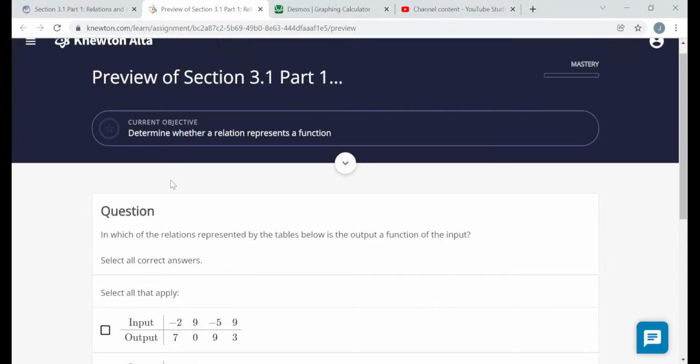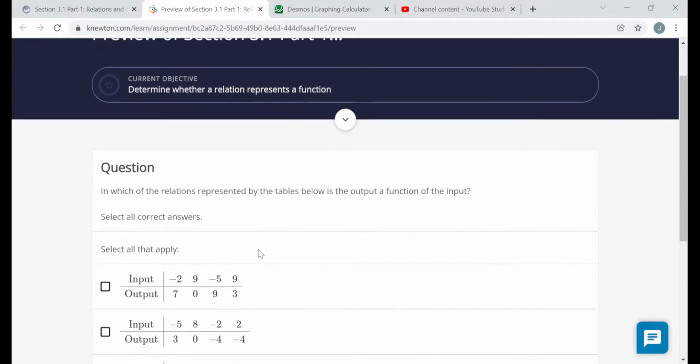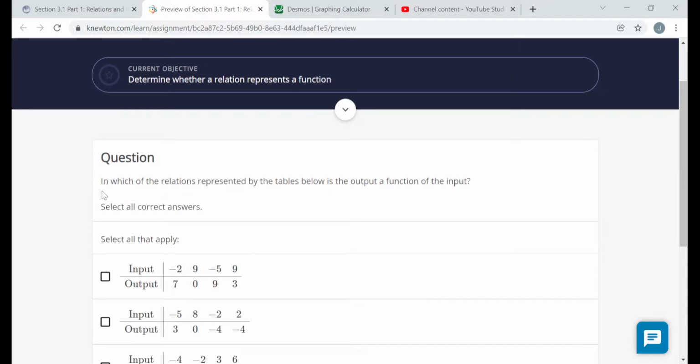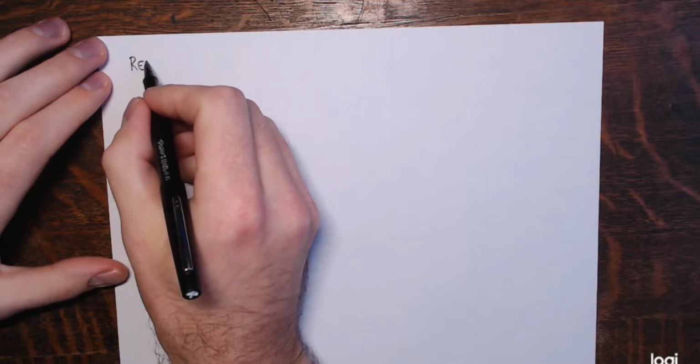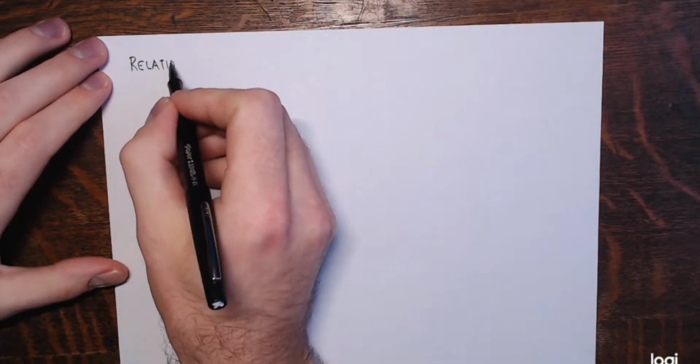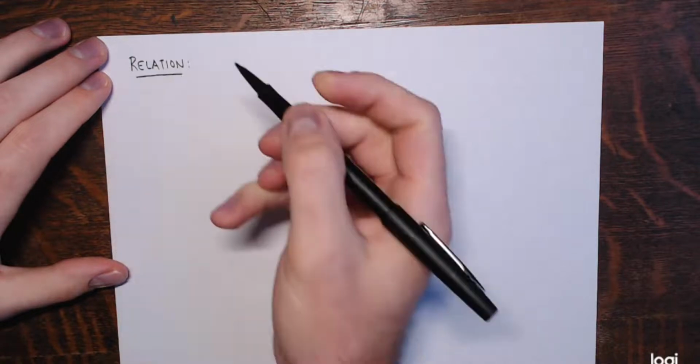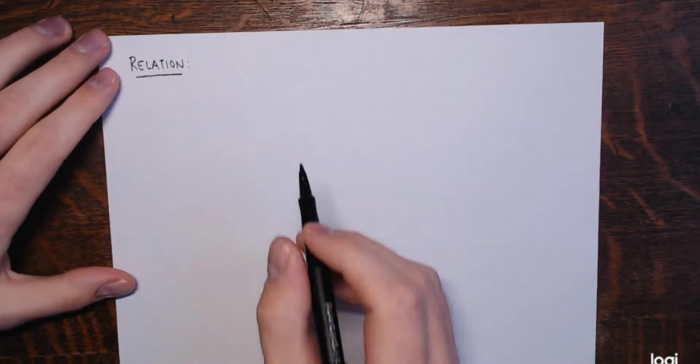So the first objective here is determine whether a relation represents a function. The question is, in which of the relations represented by the tables below is the output a function of the input? Before I get into this, let's talk about that. What does all this stuff mean? First off, a relation is just a correspondence between 2 sets.